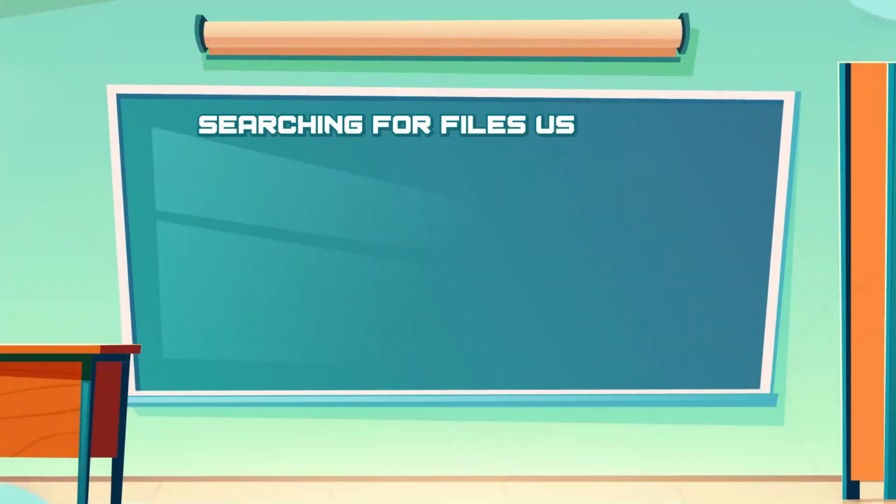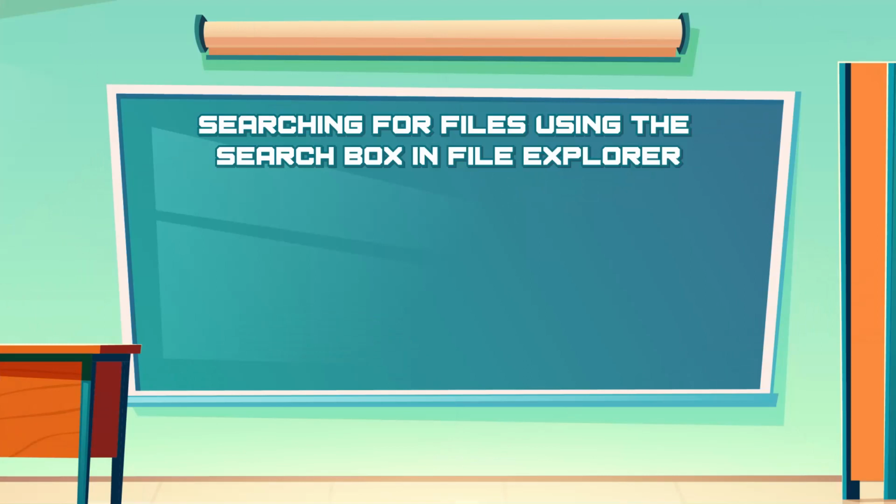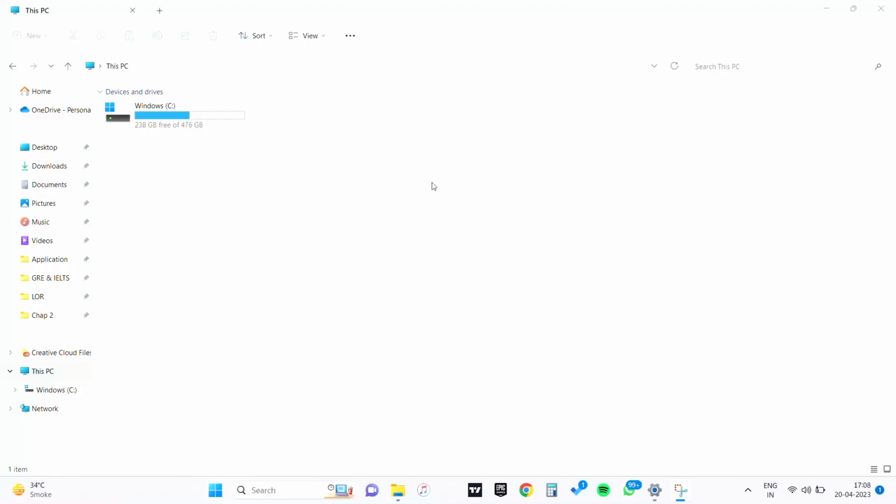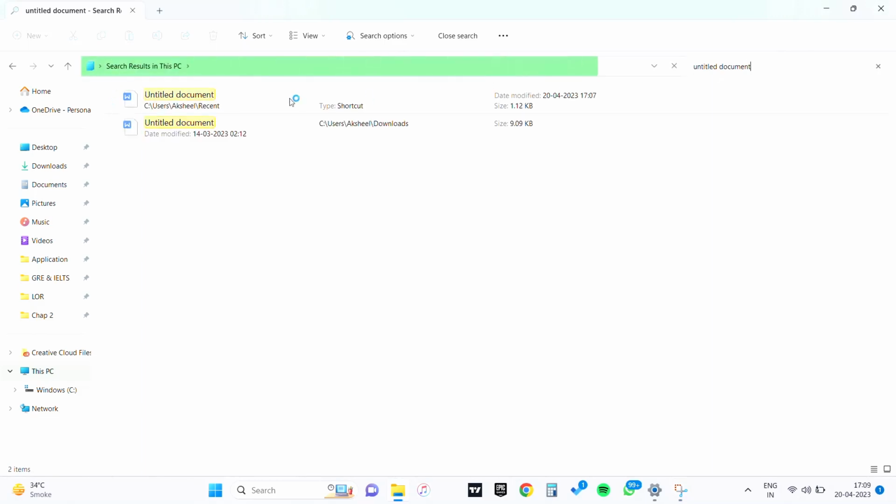The next way is by searching for files using the search box in File Explorer. First, open File Explorer, then click on the search box and enter the file name to search for a particular file. After that, search will display all the files matching the file name provided in the search box.